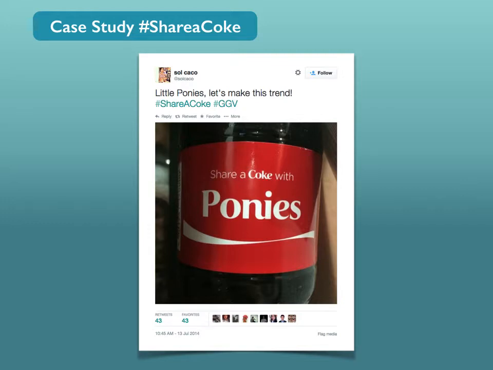July 13th's spike was derived largely from this tweet. Hashtag GGV stands for Gandang Gabi Vice, a Philippine comedy variety show and talk show hosted by a stand-up comedian, Vice Ganda. Ponies is a term of endearment that Ganda has used for his fans and fans of the show. This is a perfect example of how the hashtag Share a Coke campaign fostered, highlighted, and encouraged closeness between already existing communities on social media.